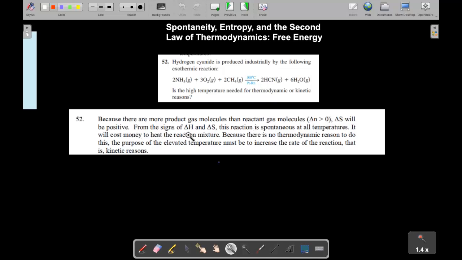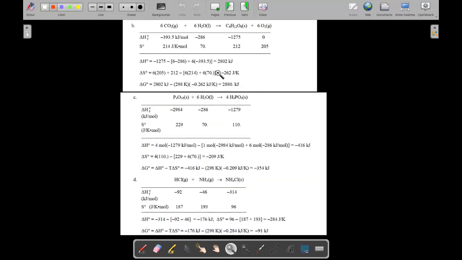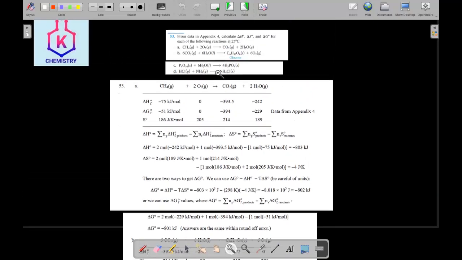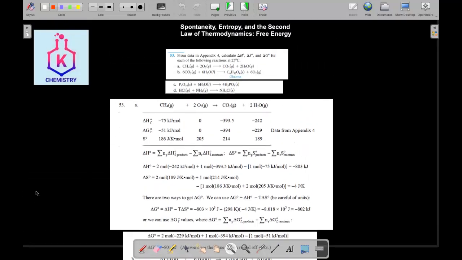It will cost money to heat the reaction mixture, and there is no thermodynamic reason to do this. The purpose of the elevated temperature must be to increase the rate of the reaction. That's the kinetic reason, and there is a difference between kinetic and thermodynamic. Kinetic means we need it to be faster, but thermodynamically there is no need because it is already happening spontaneously. We'll see these questions from 53 next time.